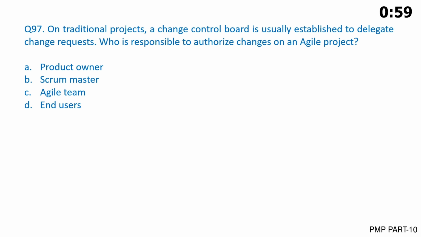On traditional projects, a change control board is usually established to delegate change requests. Who is responsible to authorize changes on an Agile project? A. Product owner. B. Scrum Master. C. Agile team. D. End users.